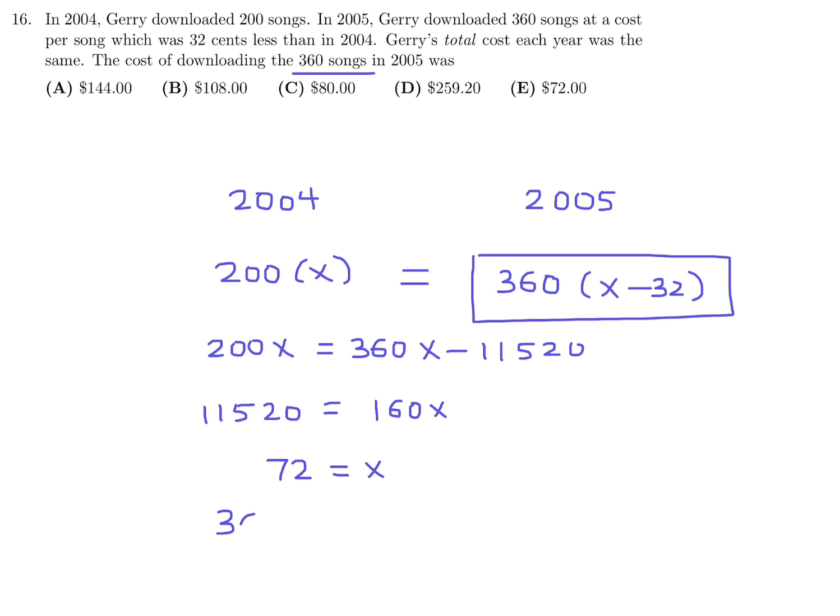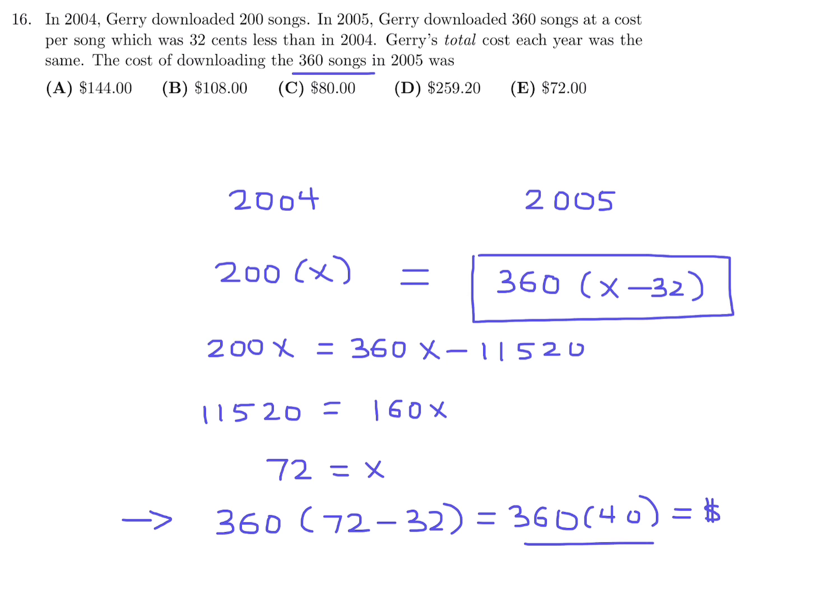So to calculate that, we substitute in 72 for the value of x, and that gives me 360 times 40, and that's going to give you an answer in cents. If you convert it to dollars, it'll be exactly 144. So number 16, the answer is A.